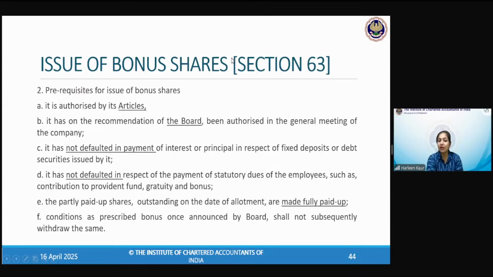Now, how the bonus shares have to be issued? If you remember, very beautifully we have done DBRs, and very beautifully we have learned sweat equity. In the same format, I have drawn these diagrams and flowcharts for you so that you remember the hidden points. That is, articles should authorize. The recommendation from board has to be taken. No default in the payment of interest. No default in the payment of statutory dues. And again, the partly paid up shares should have been made fully paid up. Then only you can issue the bonus shares.